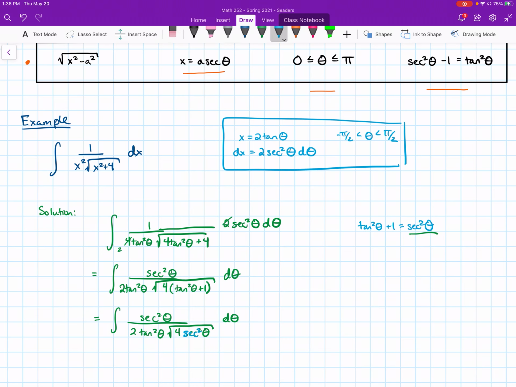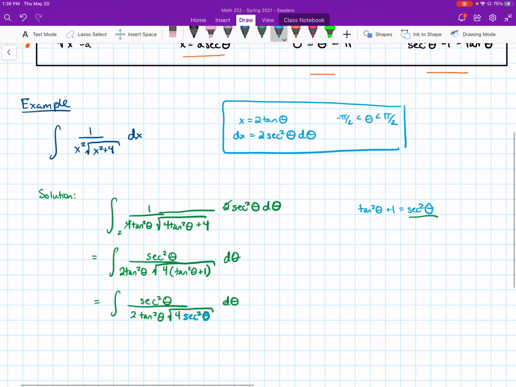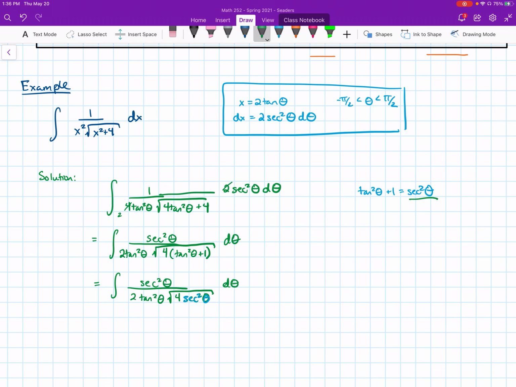And that secant squared theta is coming from my trig identity. Because of this trig substitution and this trig identity, I'm able to rewrite what's under the square root as something I can actually take the square root of. So I get the integral of secant squared theta over 2 tangent squared theta. And now when I take the square root of 4, I get 2. When I take the square root of secant squared theta, I'm going to have to worry about whether it's positive or negative. So for now, I'll just write it as the absolute value. And now let's think about whether it's positive or negative.